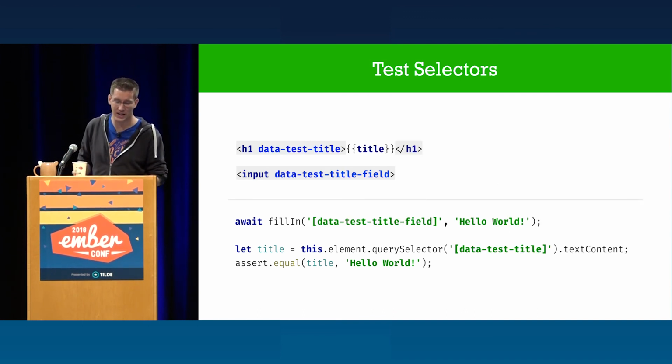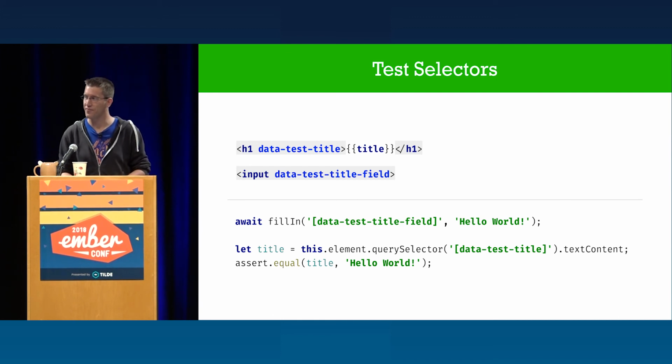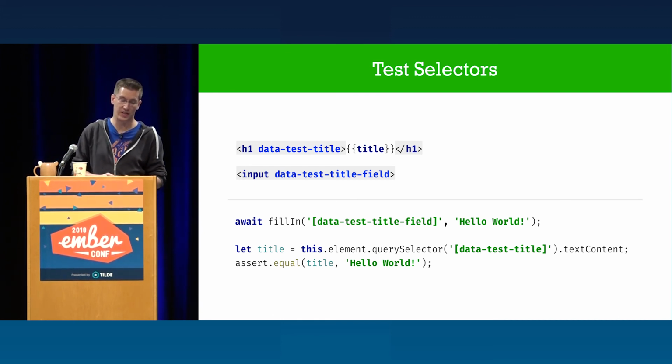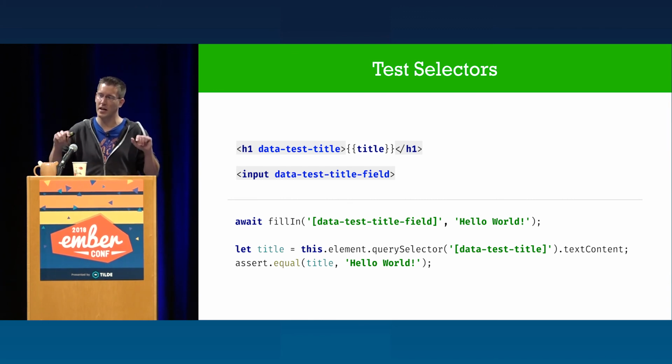What you can do instead is you can use data attributes. By convention, what we usually do is we use data-test-something to indicate that this is the element that we want to run assertions on or that we want to click. And then at the bottom, you can see we have these square brackets. Inside of that, we put the data attributes, and we just use those as selectors.